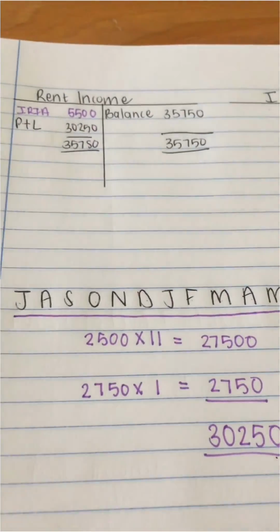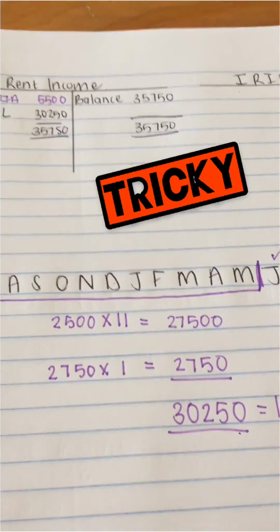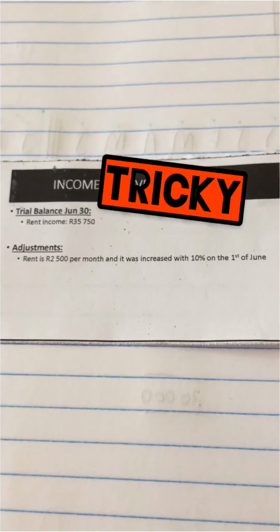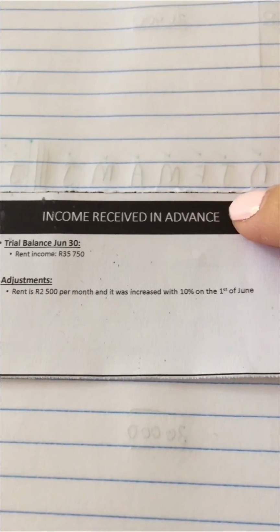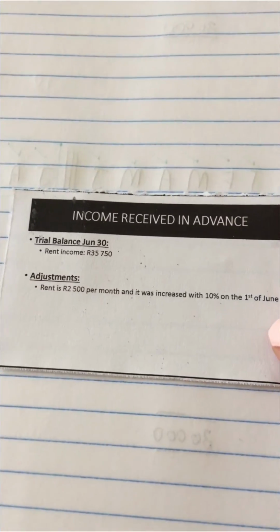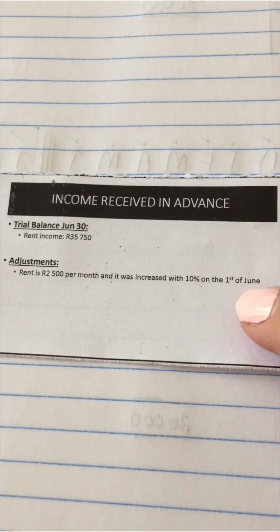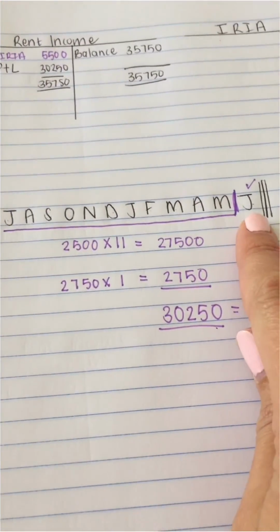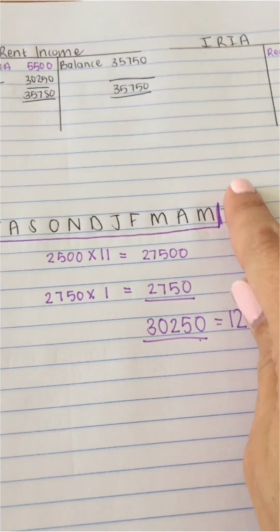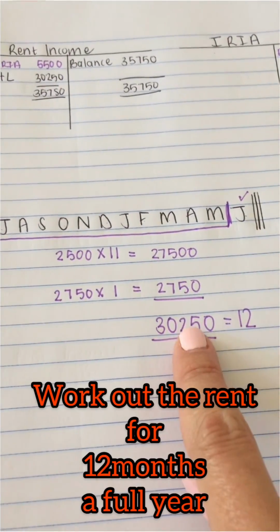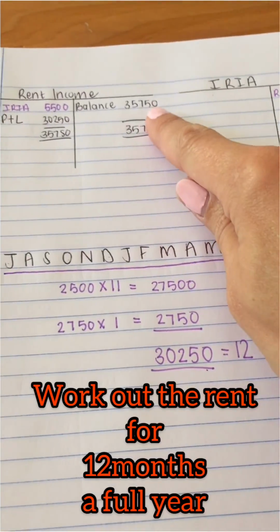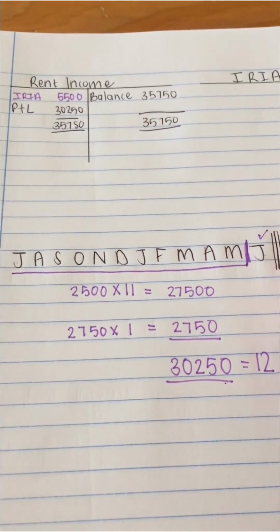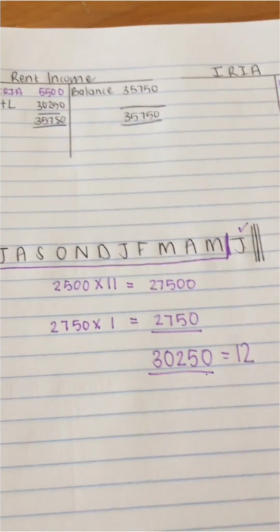Okay. So the tricky part over here was that when they gave you the adjustment, they didn't tell you, you're never going to get a heading. They didn't tell you whether the rent was received in advance or not. You had to go and plot it out on your timeline, and easiest part then is to work out what should I have received and then compare it with what you actually got. So this is a bit more on a grade 11 level.